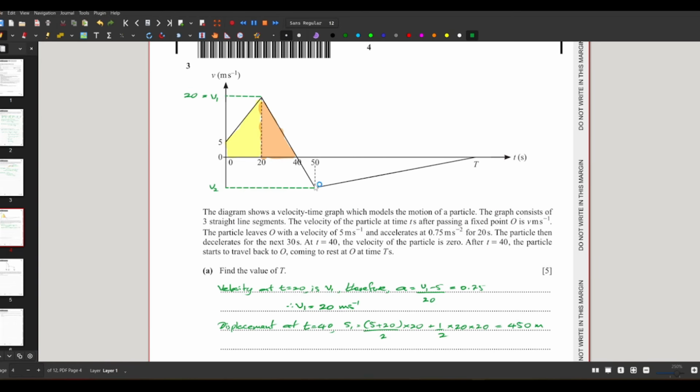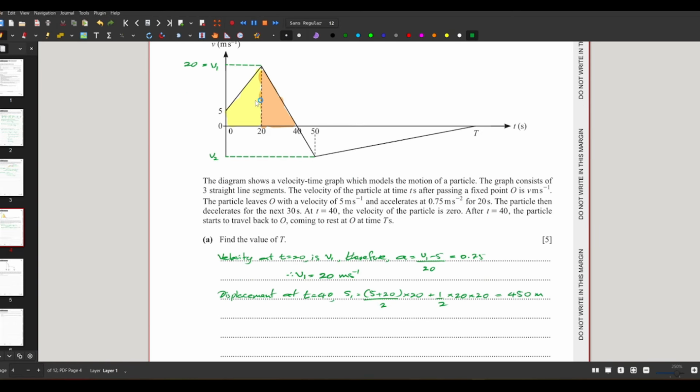Okay, so now you know the area of this part, the highlighted part, right? And the area of the triangle, which is below the x-axis, should be the same. But now when you want to write an expression for the area, we don't know V2. So first you have to find V2. So how can we do that?